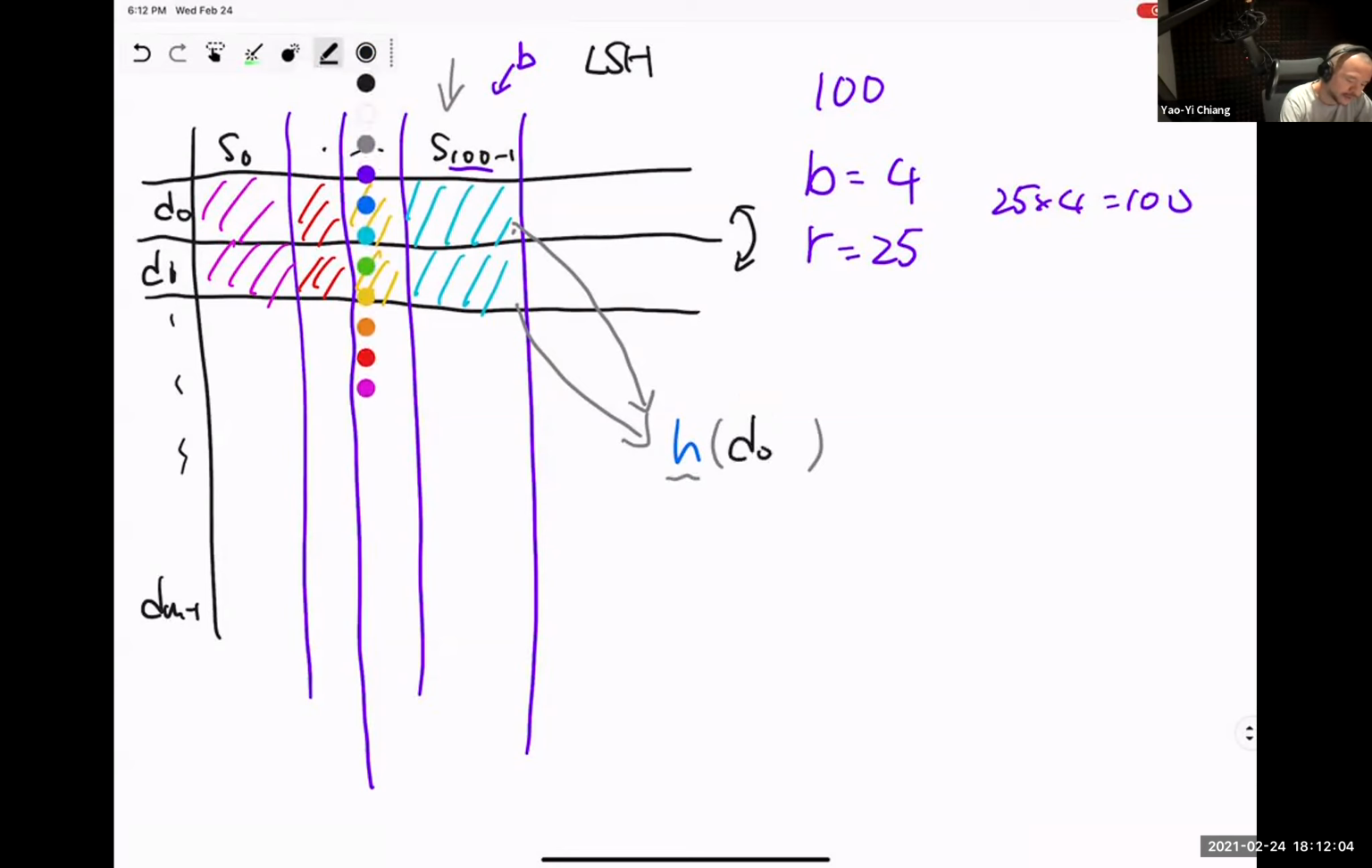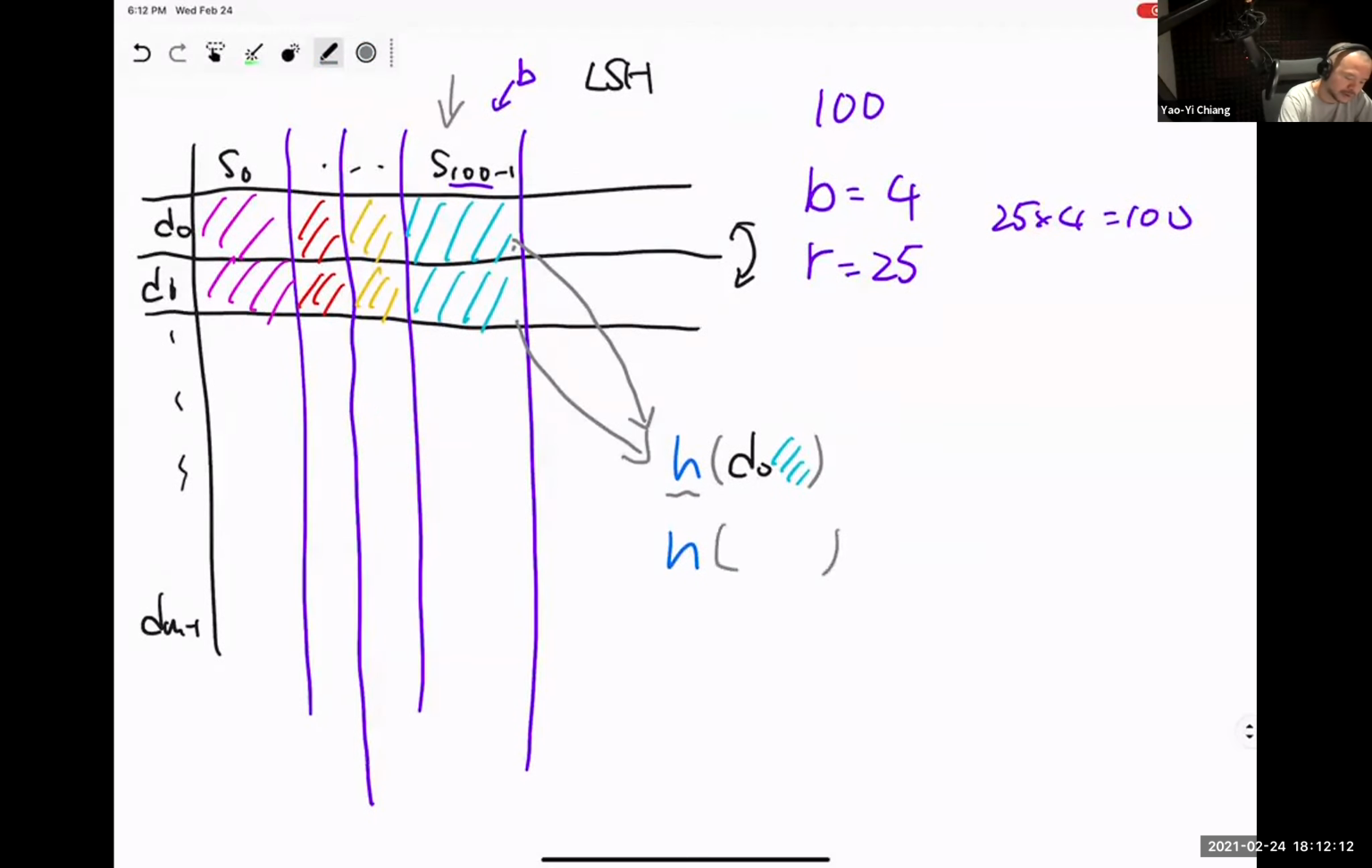D0, this band. And we do the same hash for D1. Okay, and this will give you a number. So the number could be 25. I'm making this up.